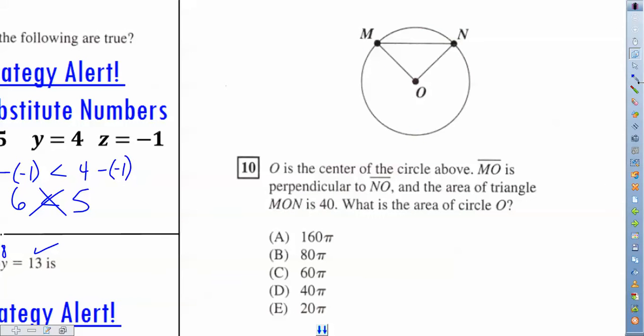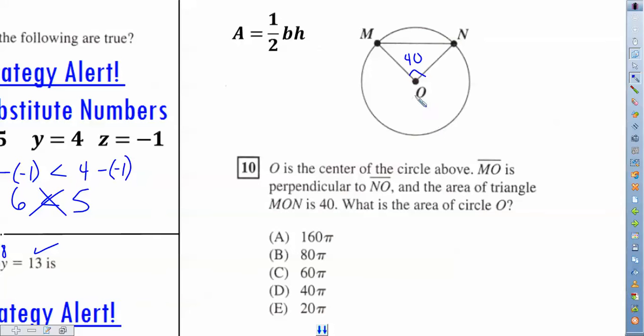Alright, number 10. This is a pretty complex problem, but one thing that we do know is that the area of the triangle in there is 40. And if we remember our area formula for a triangle, which is 1/2 base times height, we've got to find the base and find the height. Now when we're dealing with the triangle here, where they also said that this was perpendicular right here, we just got ourselves a right triangle, correct?